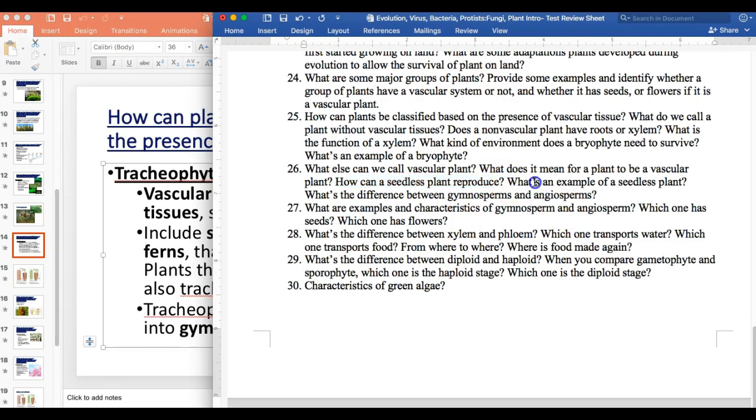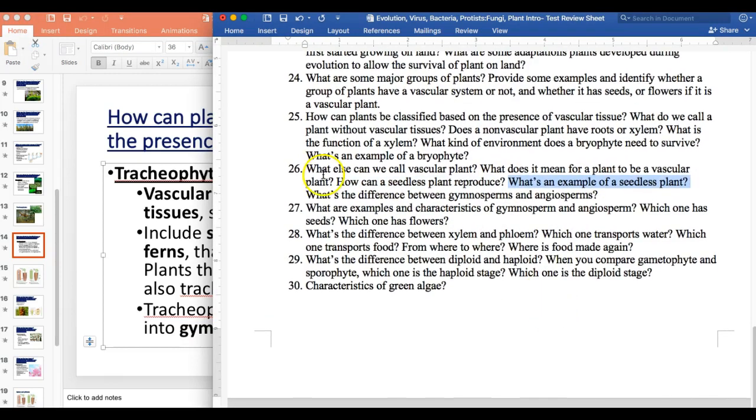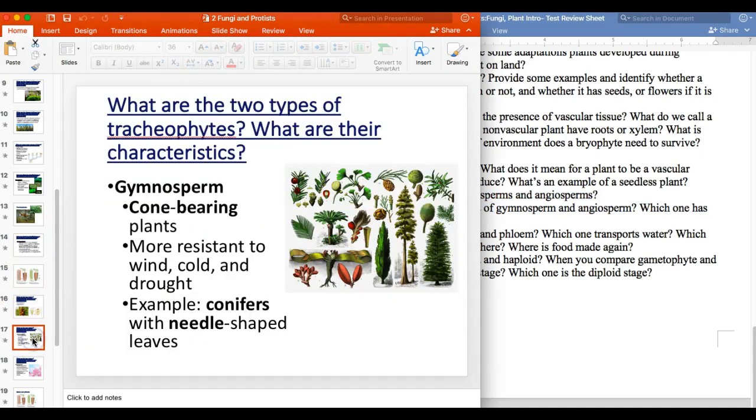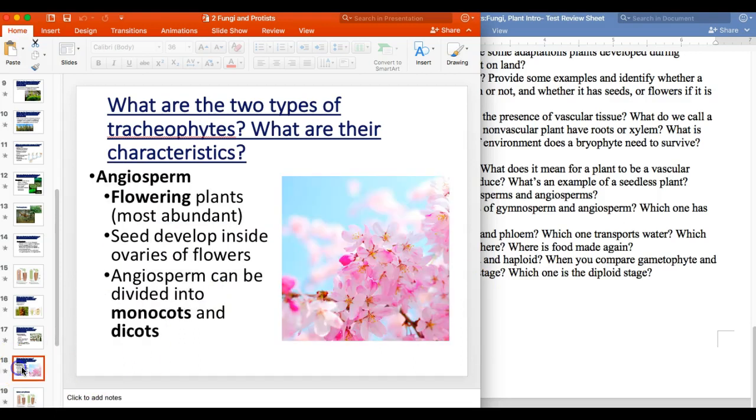What's an example of a seedless plant? Fern. Difference between gymnosperm and angiosperm: gymnosperms are not able to produce flowers, and angiosperms can produce flowers. Examples and characteristics of each are right here. Gymnosperms can be more resistant to wind, cold, and drought. So if you think about a Christmas tree, what are some characteristics of a Christmas tree?